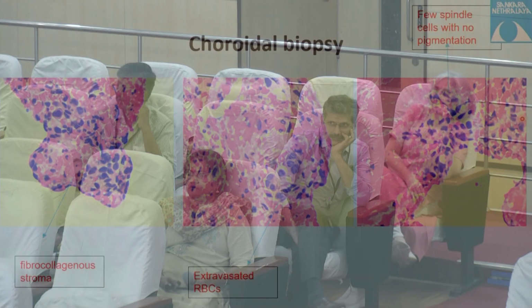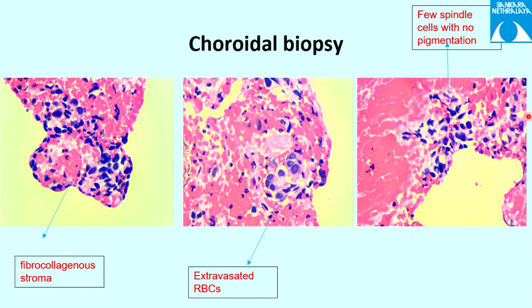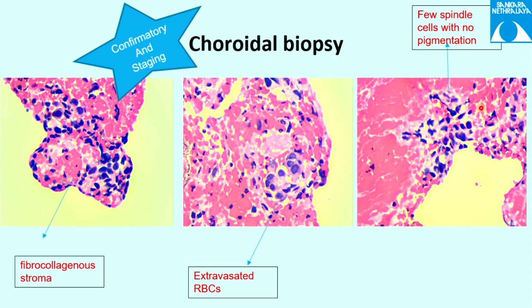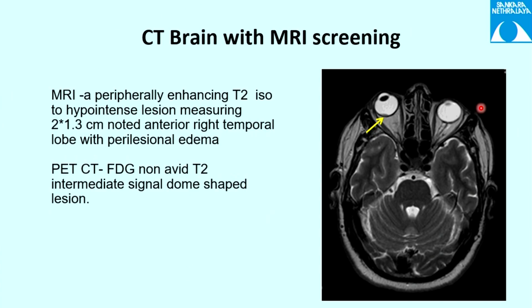So biopsy was done for this patient, and we noticed that he had a fibrocollagenous stroma with lots of extravasated RBCs. There were a few spindle cells, as you can see in this last slide, but there was not much pigmentation. So we ruled out any melanotic lesions. Usually biopsy is mostly for confirmatory and for staging of the disease. And then we asked for a CT brain with an MRI screening, which was done.